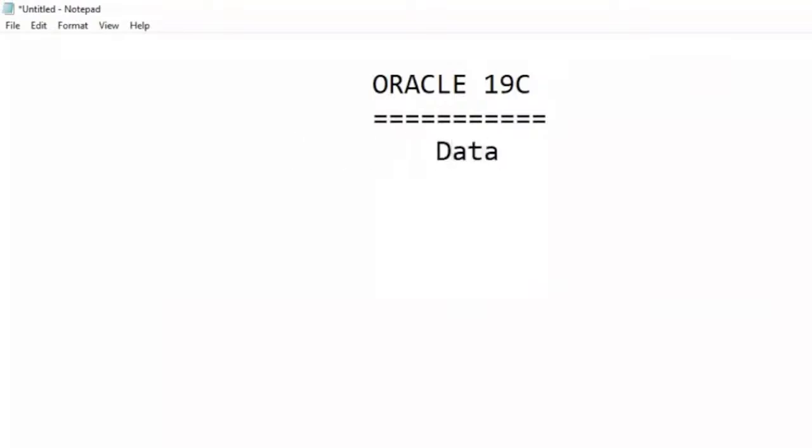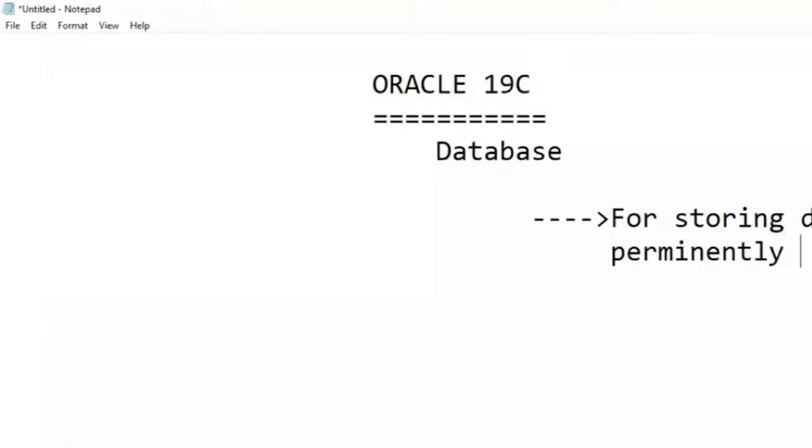Database. Don't write anything, just observe here. What is the purpose of these database products? Everyone knows. Whenever we install these database products in our system or at the company side, what is the main purpose? For storing data permanently in secondary storage devices. Secondary storage devices means maybe a hard disk or similar.